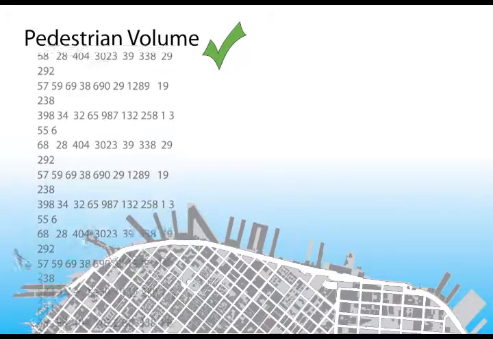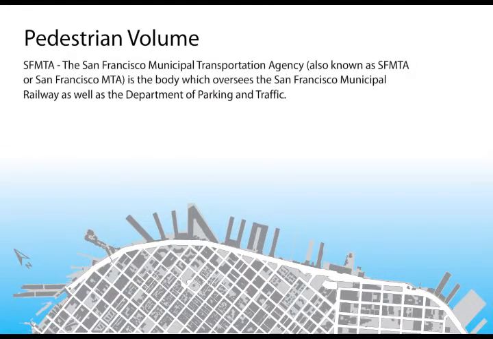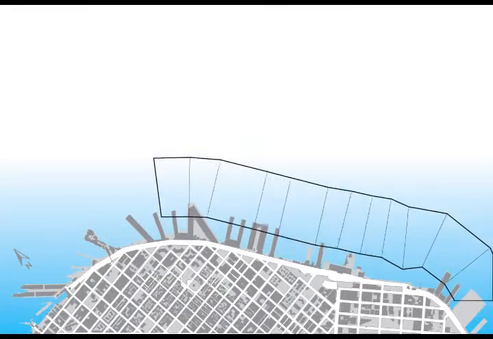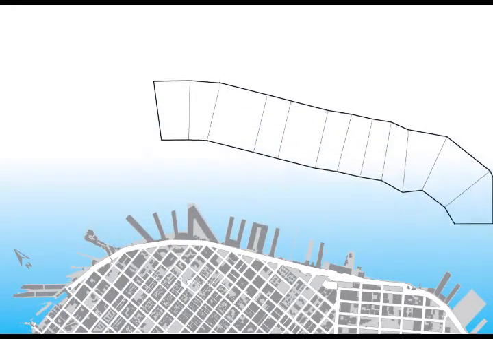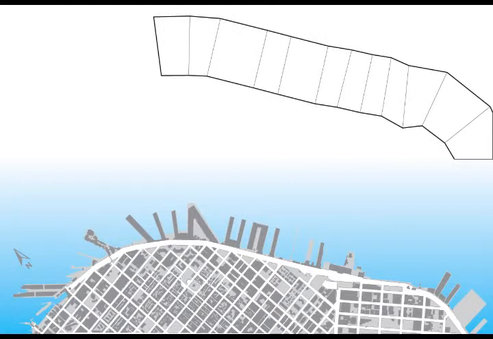As a result, my strategy for narrowing the possibilities has been first to focus on just one data set. In this case, pedestrian traffic volumes provided by San Francisco Municipal Transportation Agency, or SFMTA for short. This seemed appropriate given our site, the Embarcadero. Second, by creating the sections along the stretch of the site.